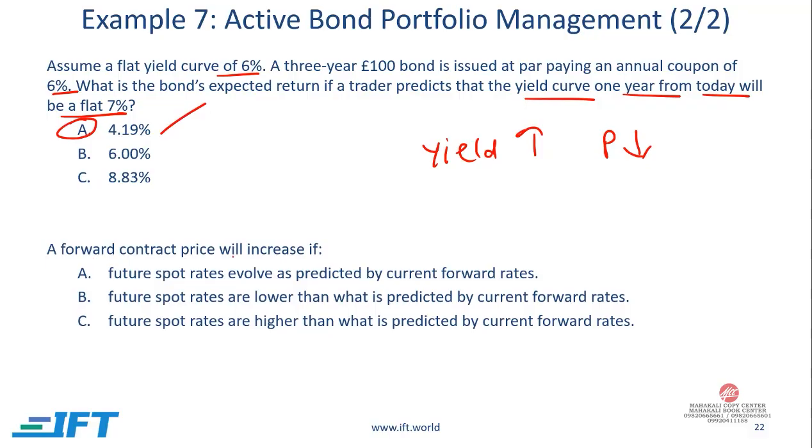A forward contract price will increase if future spot rates evolve as predicted. Future spot rates are lower than what is predicted. Future spot rates are higher than what is predicted. So for the forward contract price to go up, the future spot rates need to be lower than what is predicted. So when the rates are lower, that's when the forward contract price will go up. So the best answer here is B.